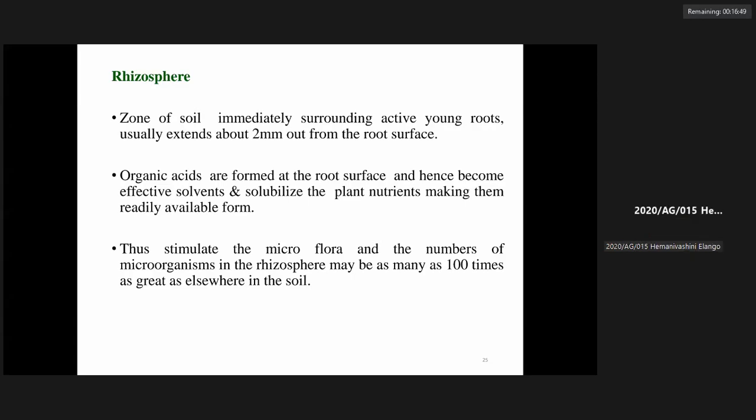Rhizosphere, the zone of soil immediately surrounding active young roots, usually extends about 2 mm out from the root surface. Organic acids are formed at the root surface and hence become effective solvents and solubilize plant nutrients, making them readily available, and thus stimulate the microflora. The number of microorganisms in the rhizosphere may be as many as 100 times as great as elsewhere in the soil.